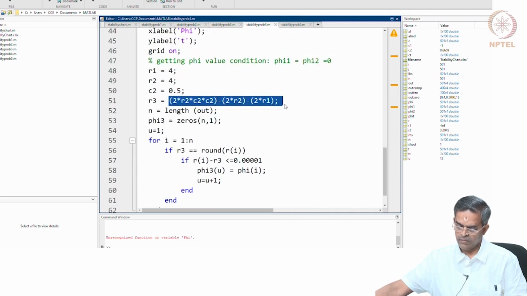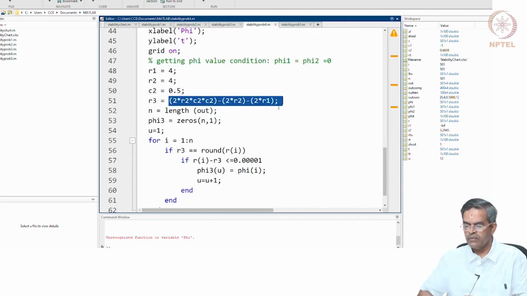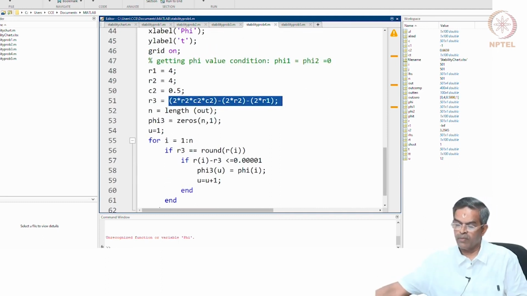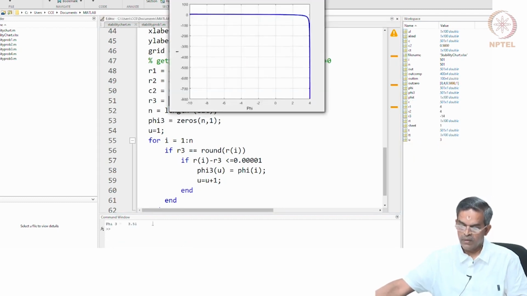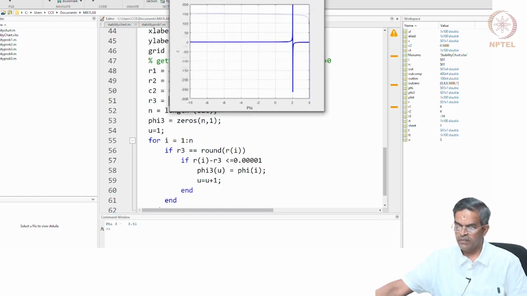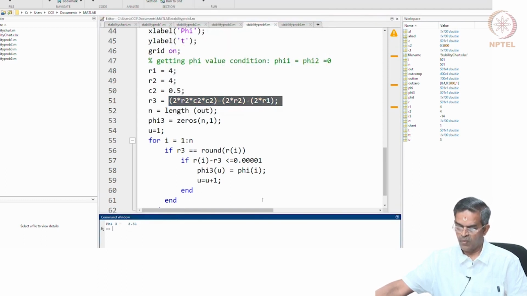Okay, this is what we have. So, we can try to run the program and we get phi as 3.51. Okay, that is phi 3. Okay, 3.5.